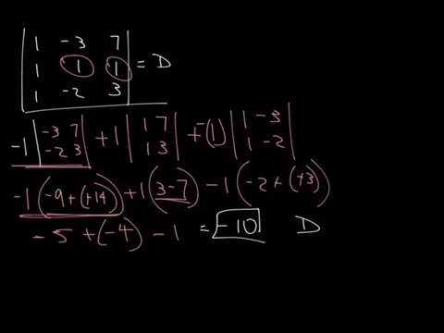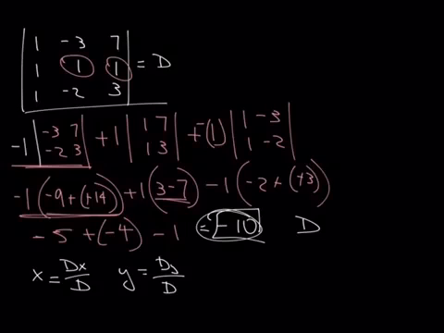And then I find the D of x, D of y, D of z. To find my x, I take D of x over D. To find my y, I take D of y over D, which I found D, so that's just going to be in the denominator of each one of these, so I don't have to do anything else there. And z is D of z over D. Okay, so I found the negative 10 that's going to go under each of these.